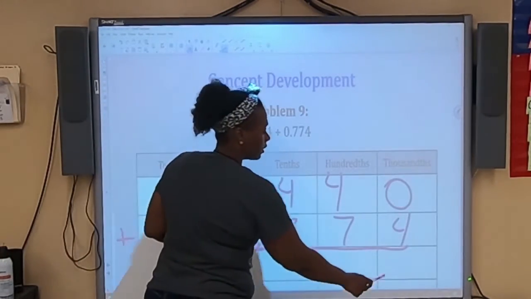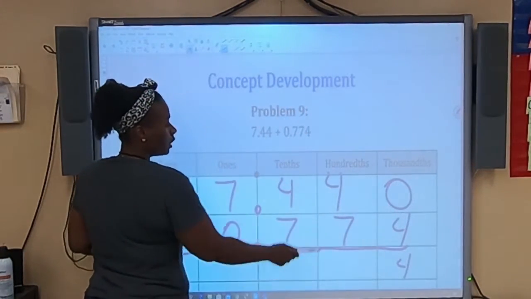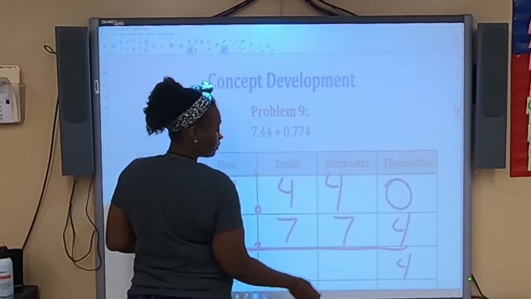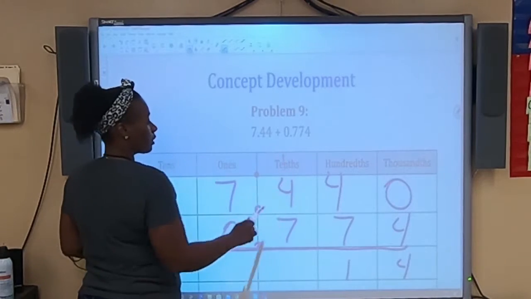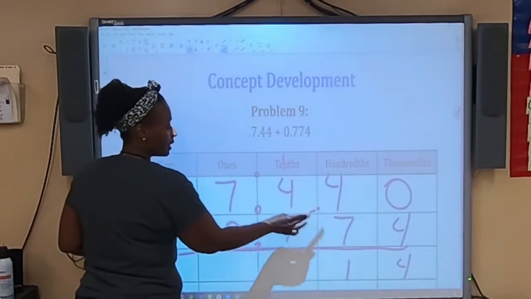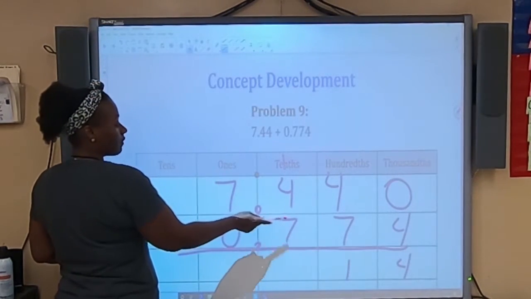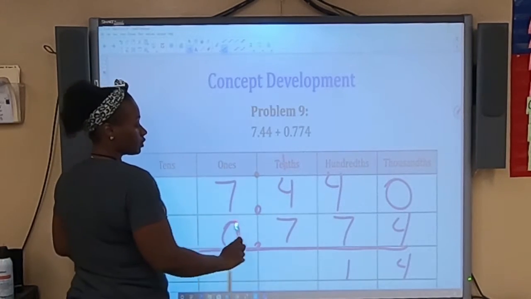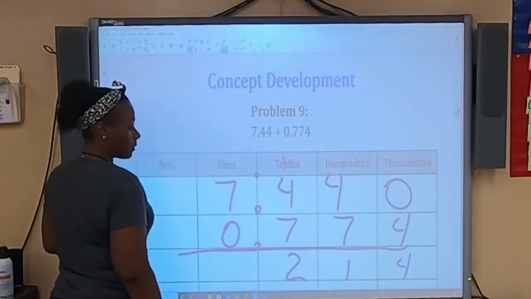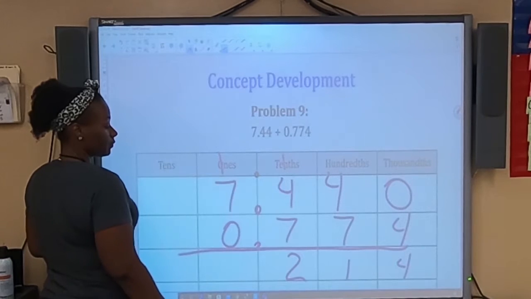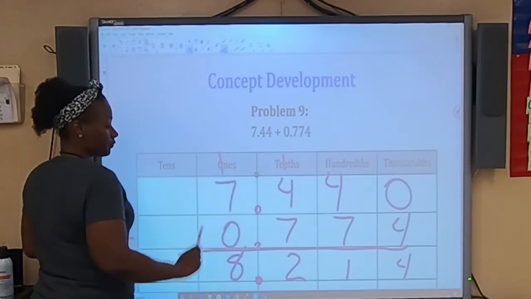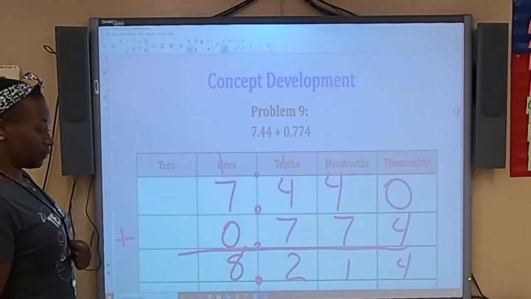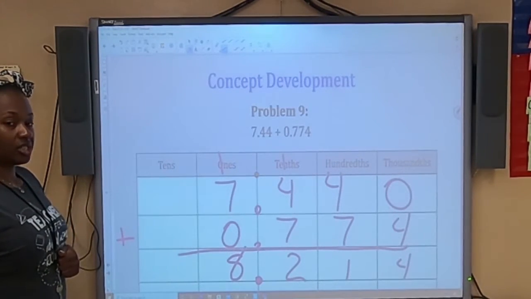0 plus 4 gives us 4. 4 plus 7 is 11. Can I put 2 digits in one place value? Drop 1, and bring my 1 next door. There's my 11. 7 plus 4 plus 1 gives us 12. Drop my 2, carry my 1. Drop my decimal. 7 plus 1 is 8. Addition is very simple.